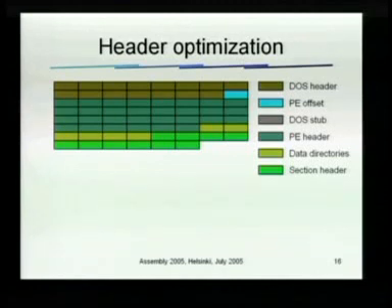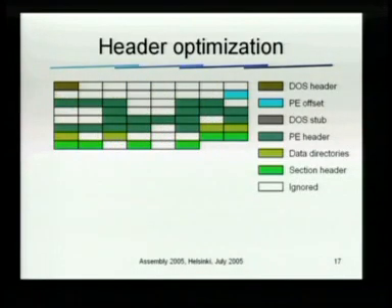Then there are actually a lot of fields in the header that the loader doesn't use for anything. It simply ignores them. And these are all the white ones here that are ignored. So maybe we could put something into these fields. It doesn't matter what's in there because they're ignored. So we can put anything in there.